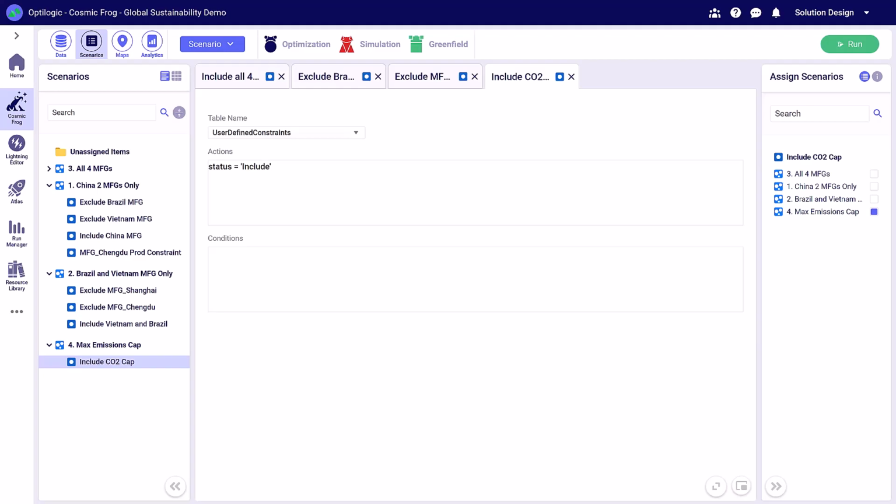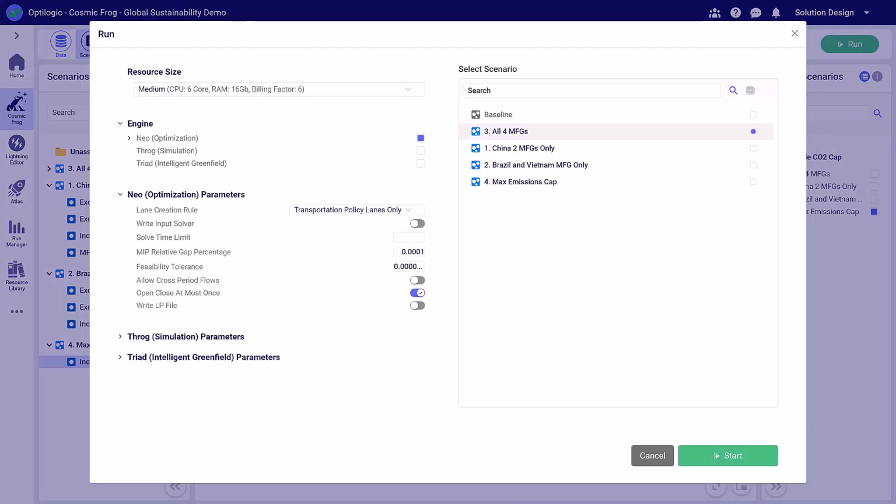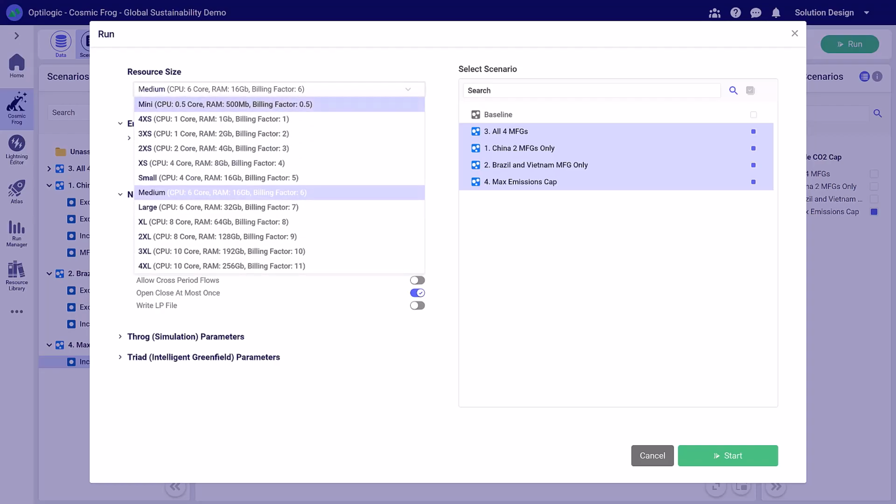Additional scenario options include testing out alternative packaging options, like using a different packaging material or a greener production process that consumes less water. Next step is running our scenarios and choosing our resource size. I ran all 4 of these scenarios on a medium resource.